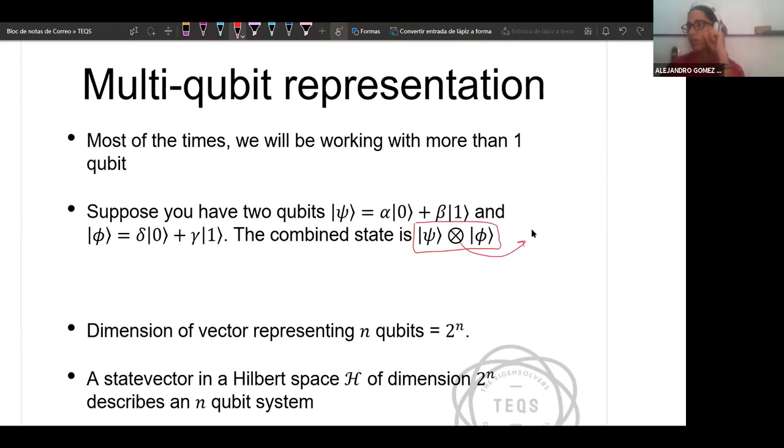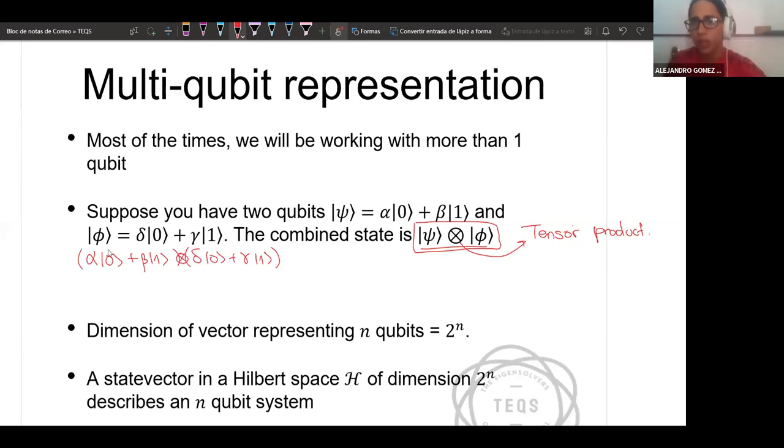This is the tensor product, which is the name of that operation, which is just a product of vectors or a product of states. But it has a formal way of operating it with vectors. But in this case, let's just leave it as a product, and let's see what we get. So the combined state is this one. So let's rewrite our states. This is alpha 0 plus beta 1 times delta 0 plus gamma 1. Oh, we need the tensor product here.